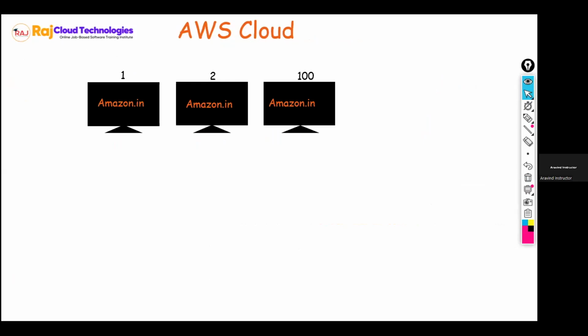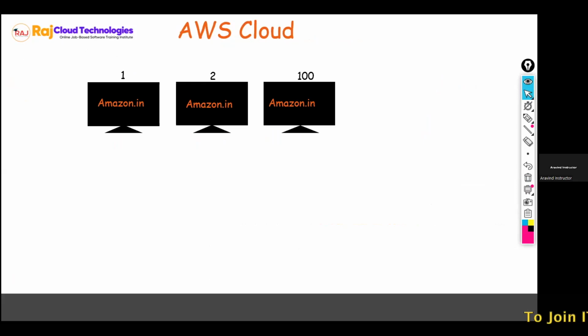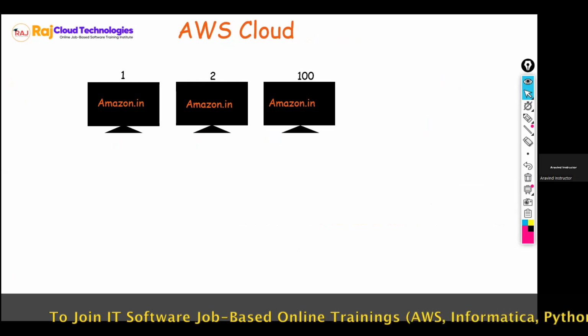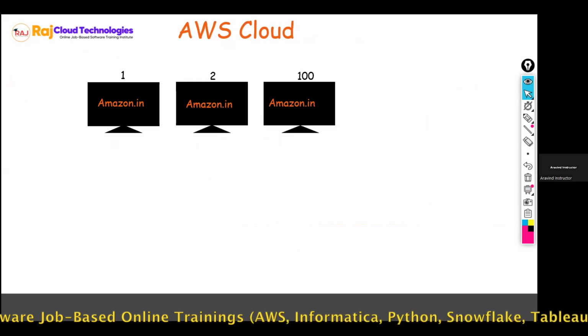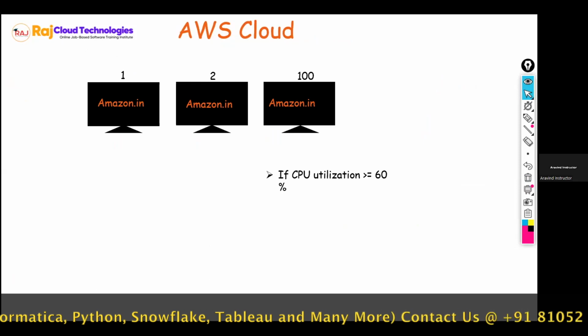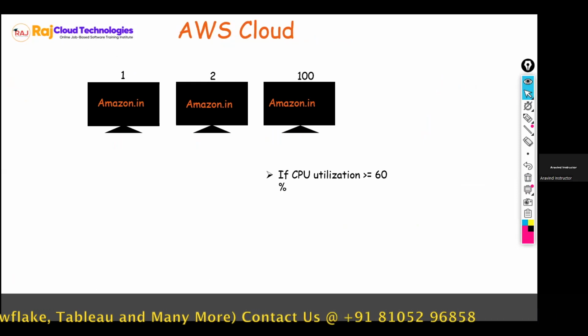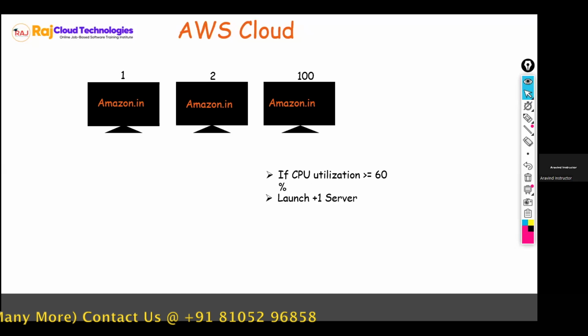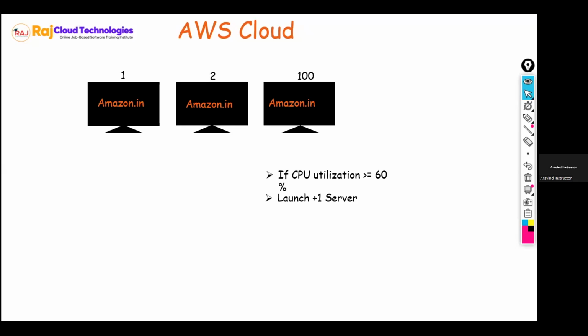Okay, same scenario. Tomorrow is Great Indian Festival, with 20% discount. At midnight 2 o'clock, the sale will start. I'm pretty sure these 100 servers are not at all sufficient. So I'll ask AWS, if CPU utilization is crossing 60%, then please launch one extra server.